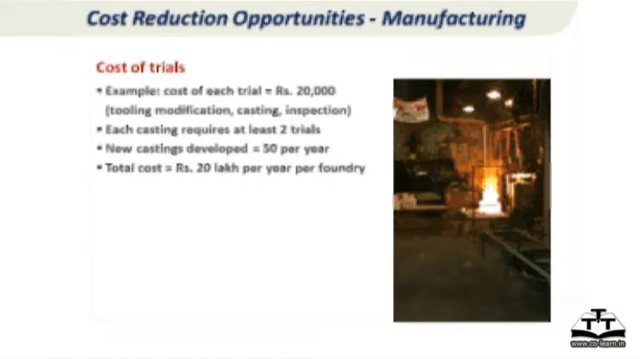And if you are developing one new casting every week, again a small underestimate, you are talking about 20 lakhs lost per foundry per year. It is underestimated sometimes by a factor of maybe not only 2 or 5, maybe by an order of 10. It could be 2 crores per foundry per year lost, and not even accounting for the lost orders.